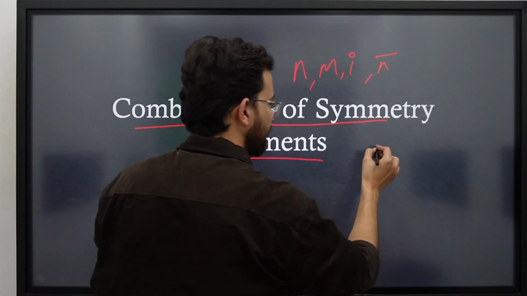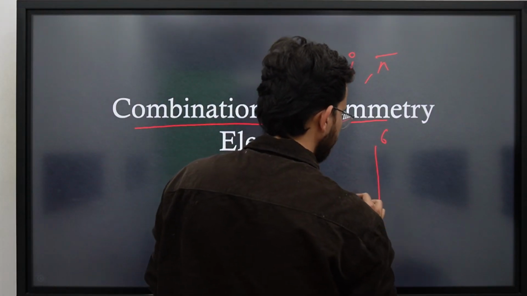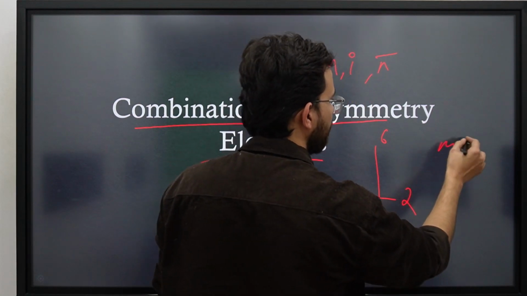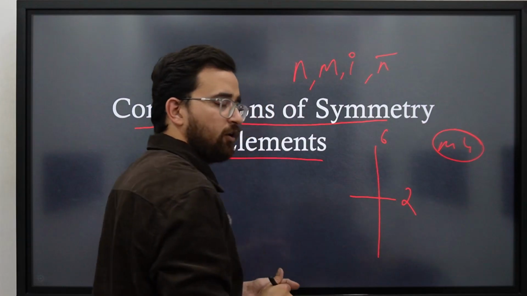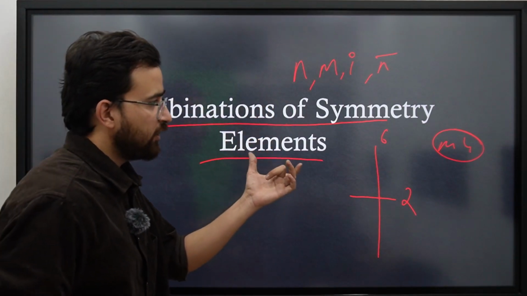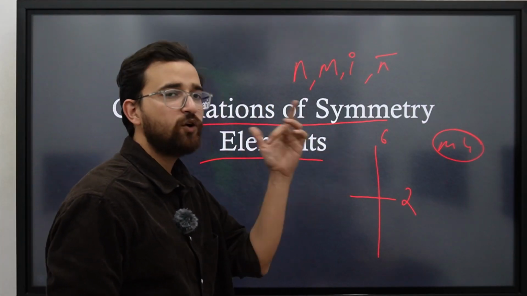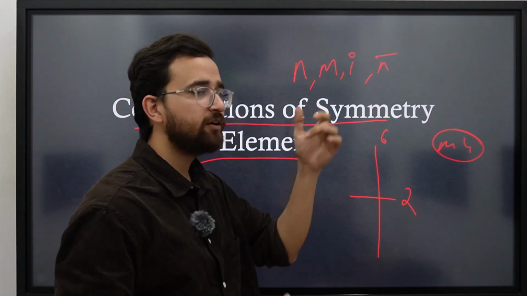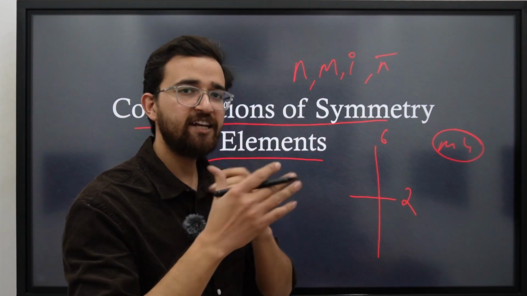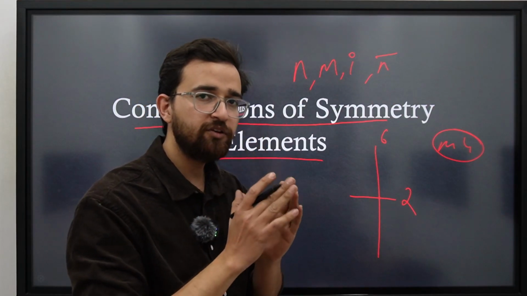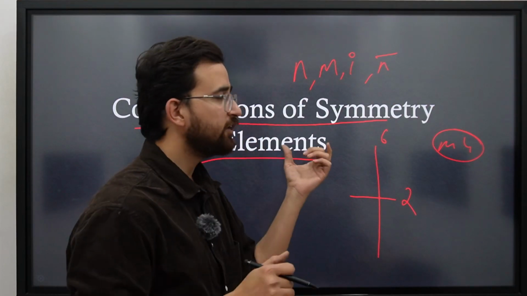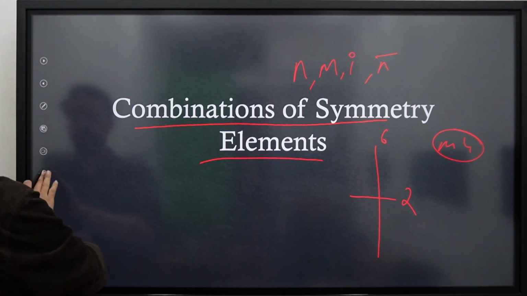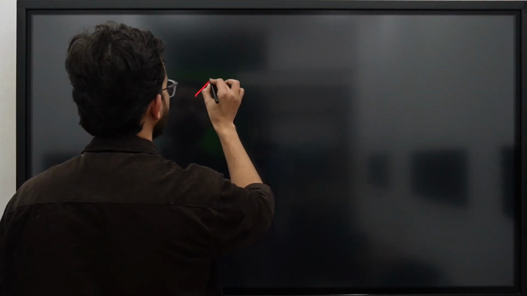For example, let us say that you want to combine a 6-fold with a 2-fold rotation. You want to combine a mirror plane with a 4-fold and all. So we will discuss how you can combine these symmetry elements. It is not that you can combine any of the symmetry elements with another one in any fashion. There is a set of rules that you would have to follow, and we will discuss those rules. Before we begin with that, let us look at this example.